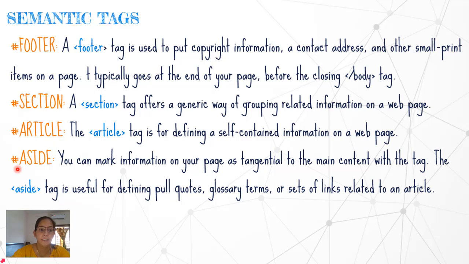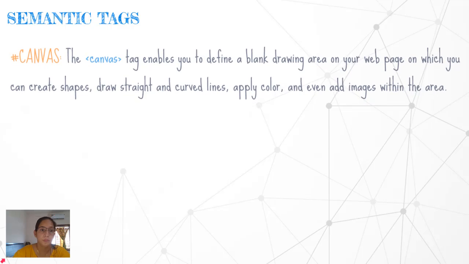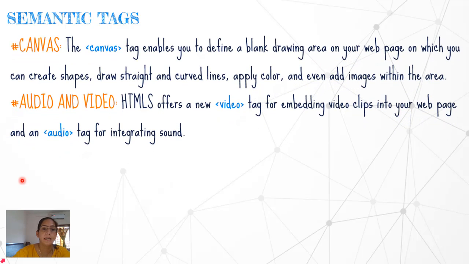Next, we have the aside tag. The aside tag marks information on your page as separate from the main content. The aside tag is useful for defining pull quotes, glossary terms, or a set of links related to the article. Next, we have the canvas tag.